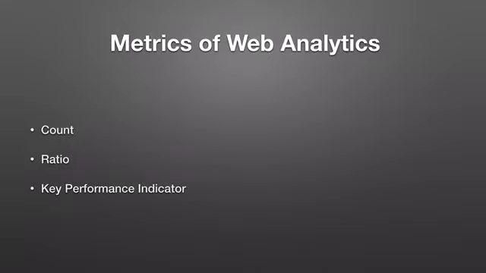Now, let's discuss the metrics of web analytics. There are three basic metrics of web analytics, and these are count, ratio, and key performance indicator. Count is represented as a whole number or a fraction. An example is there are 20,000 page visitors, or the number of likes is 3,060. Next is ratio. It is typically a count divided by some other count. An example is page views per visit. And lastly is the key performance indicator, which depends upon the business type and strategy. KPI varies from one business to another.